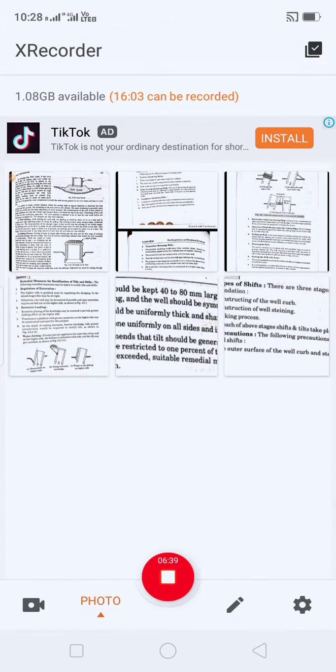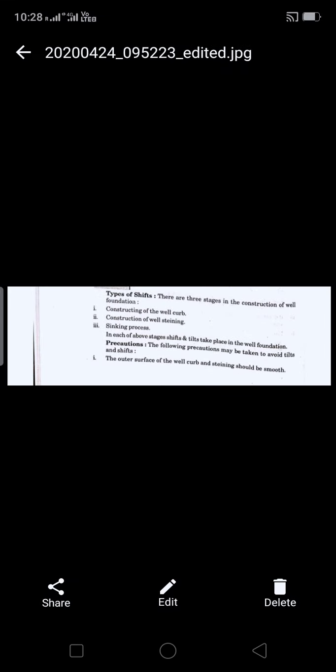Now, these are the three stages in the construction of the well foundation, and we can say the sinking of the well is the construction of the well foundation. There are some precautions we should take to avoid tilts and shifts.